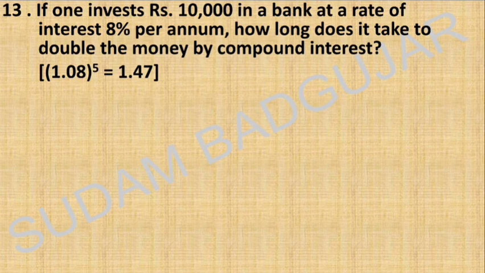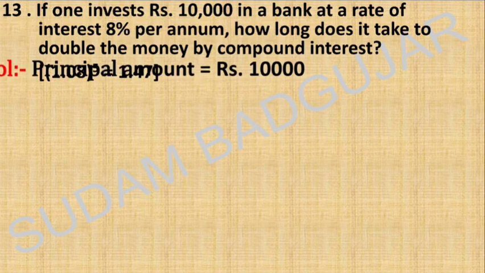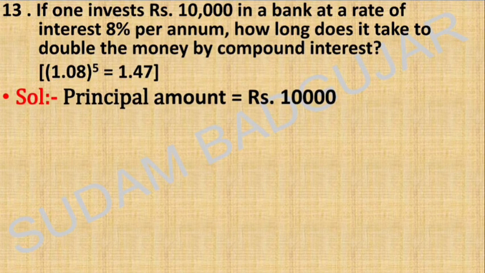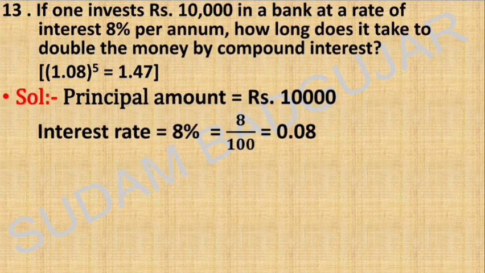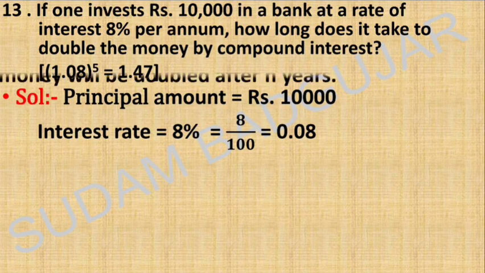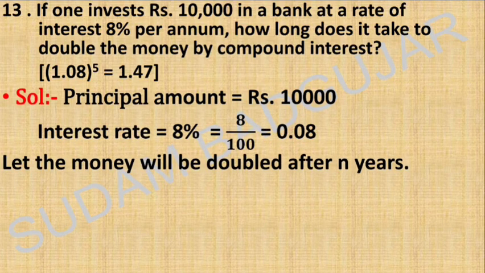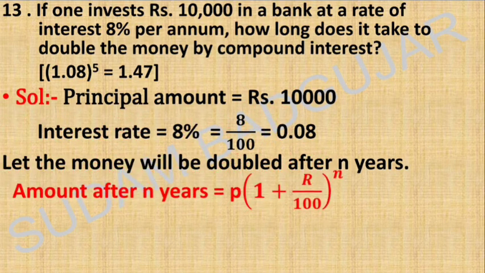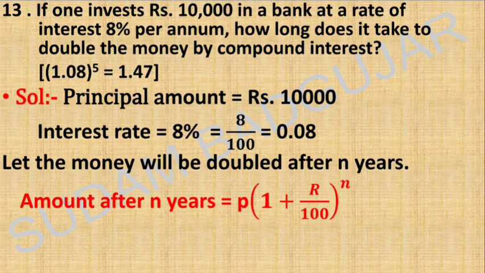So here 1.08 bracket raised to 5 is given, that is 1.47. Now the solution is, the principal amount is rupees 10,000. Interest rate is 8%, that is 8 upon 100. Let the money be double after n years. The amount after n years is equal to, that is the formula for compound interest, P into bracket 1 plus R upon 100 bracket raised to n. Okay, here P we know. P means principal amount, that is the starting number. R we know, the rate, and N you have to find out here.